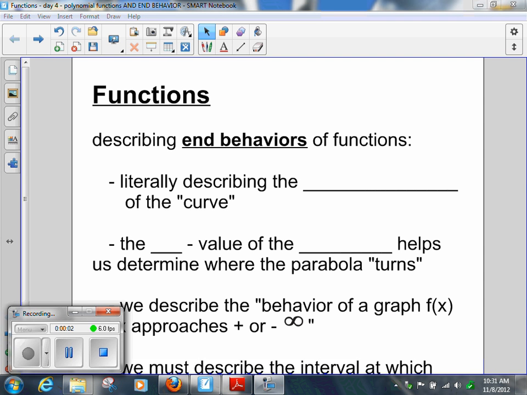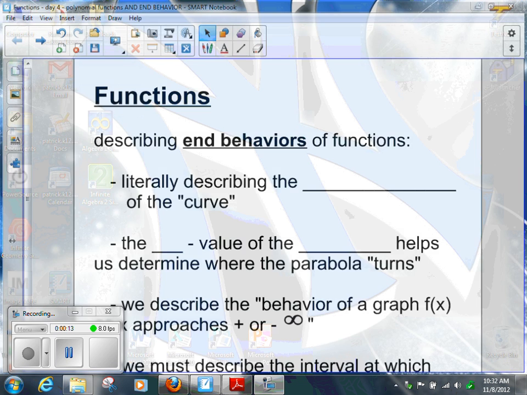Functions. We're going to take this up a notch, okay? We were dealing with quadratics, and now we got to move on. You got to have your handy-dandy calculator. So that means I have to have my handy-dandy calculator.